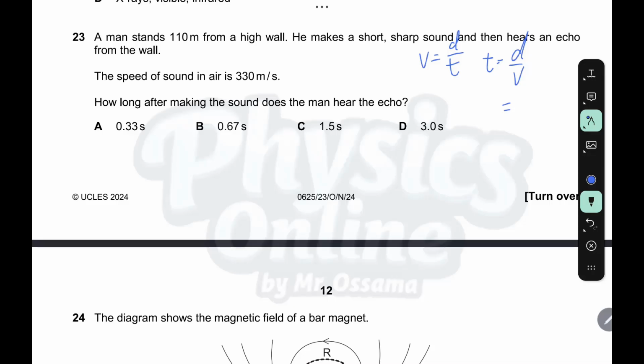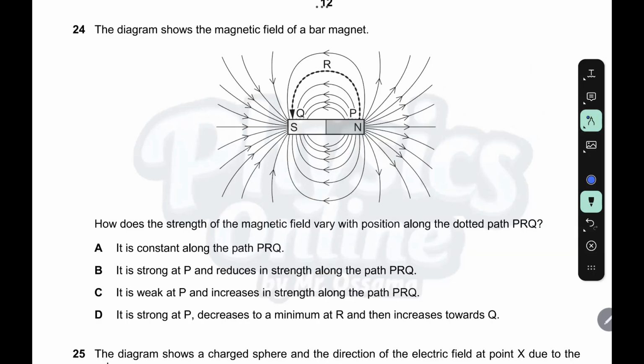Distance here and speed 330. So we are talking about 1/3 s. Okay, but this is the time from producing the sound until it reaches the wall. The same time again until the man hears the sound, so double this time: 2/3, which means 0.67 s.